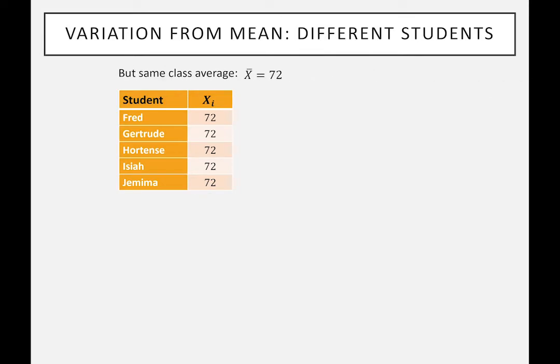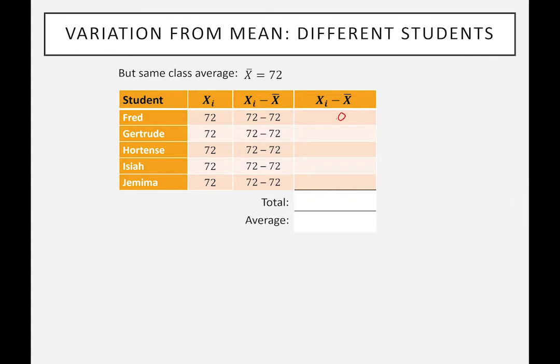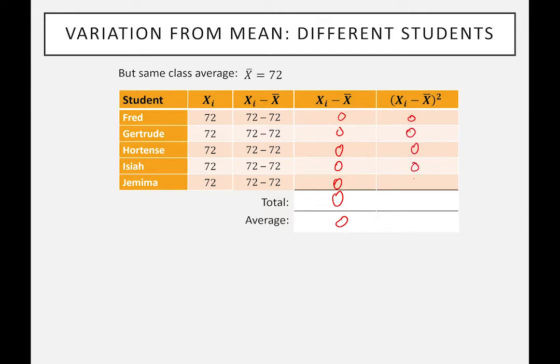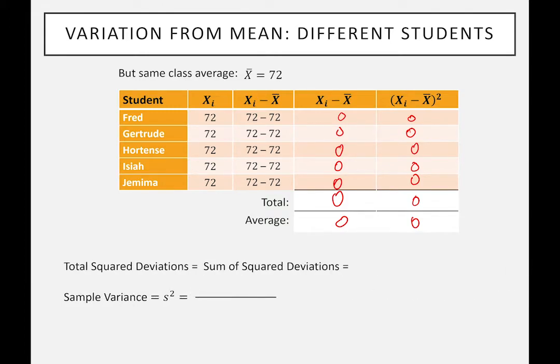Well, in this case, the deviation would be 72 minus 72. I'd have 0 here, 0, 0, 0, 0. The total would be 0. The average of them would be 0. And if I squared them all, it would be the same thing again, 0. This would indicate the total squared deviations would be 0, and this divided by 5 is equal to 0. And the sample standard deviation would be simply 0.